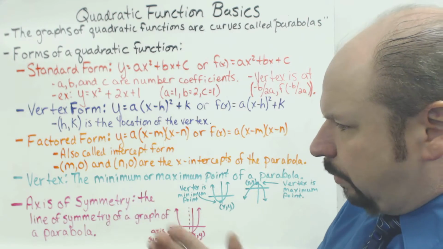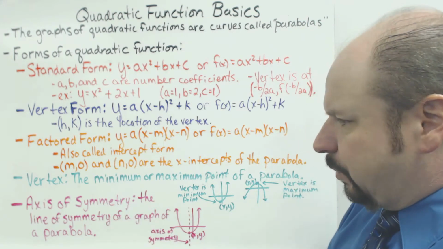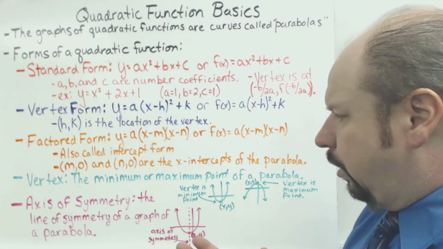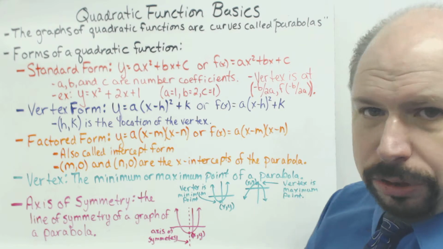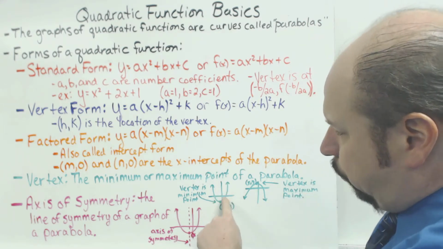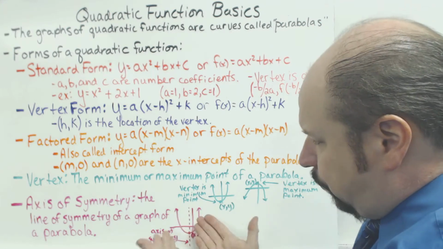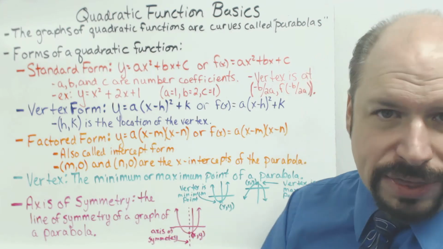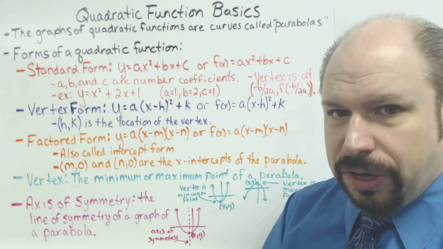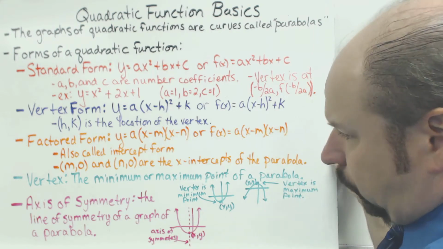We also have another important thing when we're dealing with parabolas, and that is a thing called the axis of symmetry. So the axis of symmetry is just that line of symmetry of a graph of a parabola. And so it's important to know that when we graph a parabola and we have our axis of symmetry here, that it is symmetric around that particular line. So that will help us to find points and graph later on.